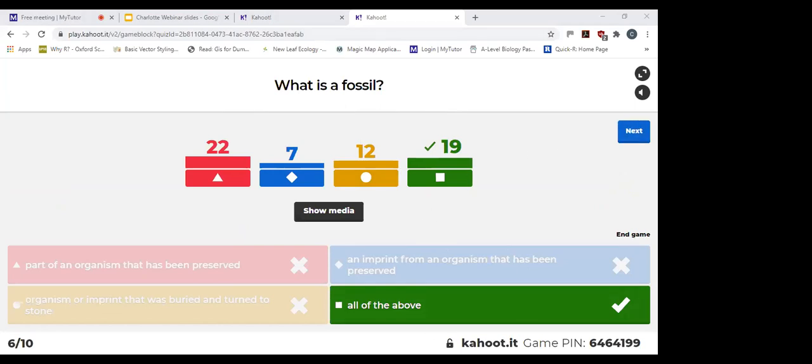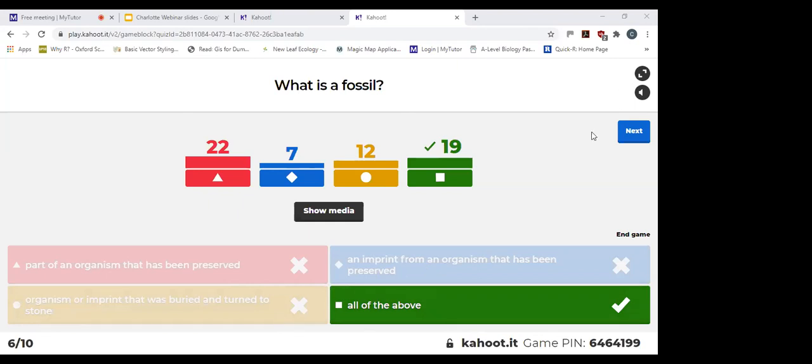Okay, well done those who put all of the above. This is a lesson on reading the question carefully, which I appreciate is difficult when you've only got 20 seconds. So don't worry too much if you didn't manage to read it all. But a fossil is part of an organism that has been preserved. Well done, the 22 who put that. It also is an organism or imprint that was buried and turned to stone. But again, it's also an imprint from an organism that's been preserved. So the correct answer is all of the above.